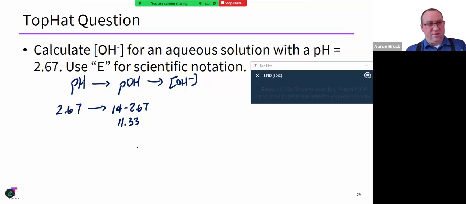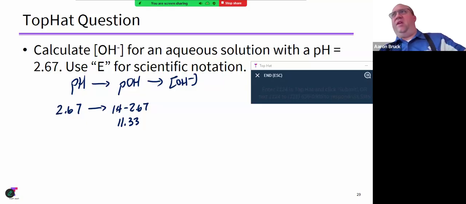11.33. And again, we keep 2 decimal places there because our original measurement had 2 decimal places as well. We can consider that 14 to be exact. So really it becomes a matter of input in, input out. Whatever number of decimal places go into that subtraction, that's the number that need to come out as well.